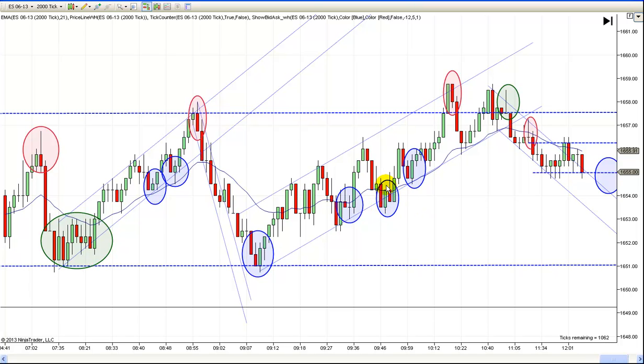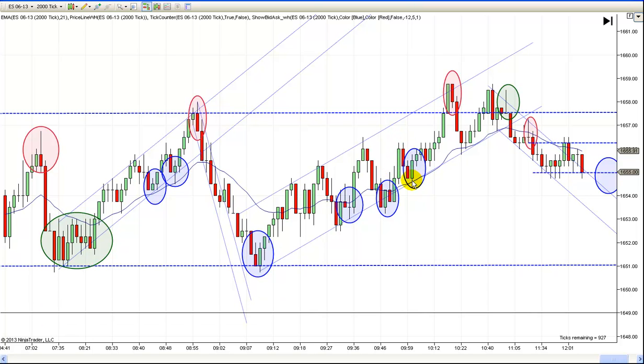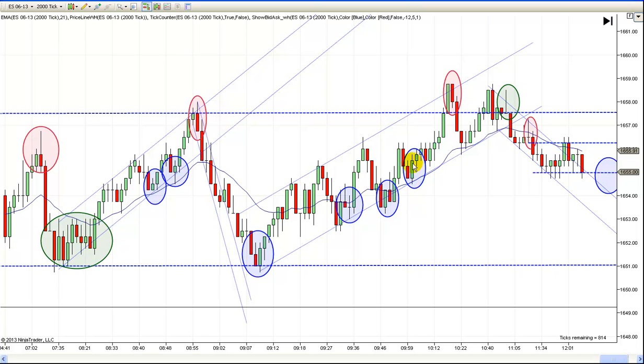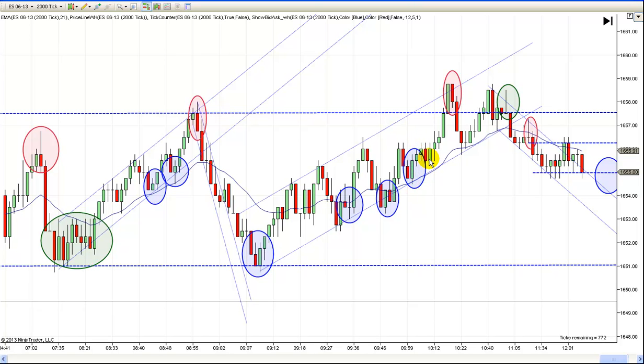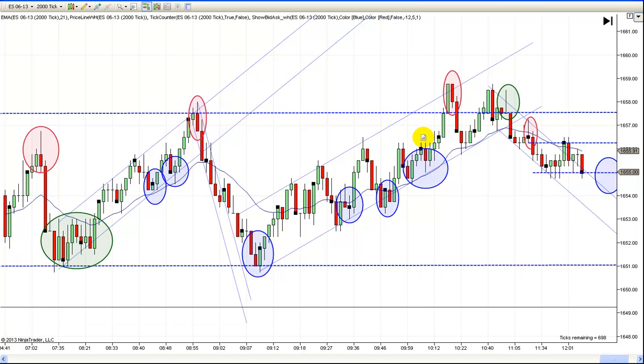Great place to go long right there. It took a little minute to work on out of there. Easy scalp. No runners, unfortunately, but look, you get another chance to enter right there. And then there's a little trap. So really, you could have entered on either one of these.